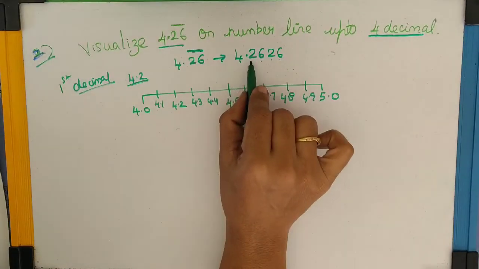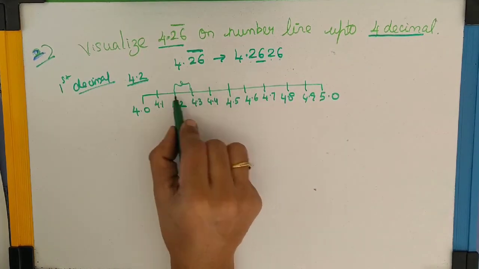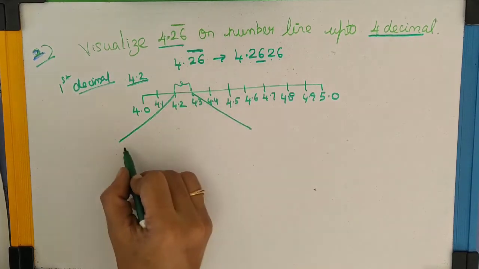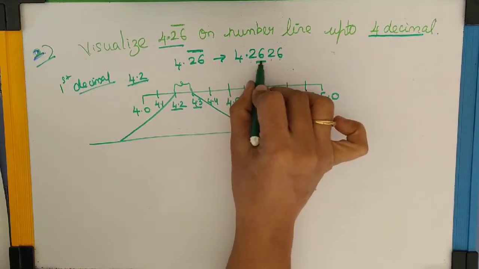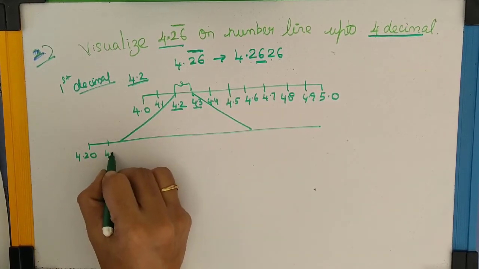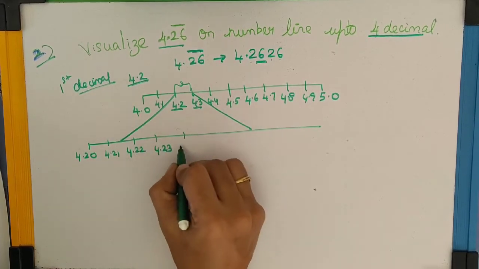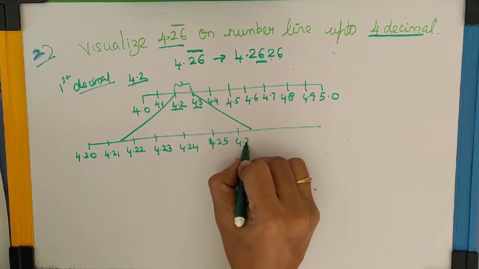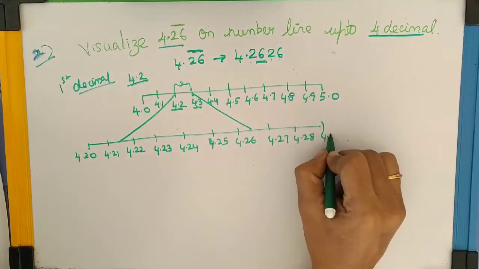Now where is 4.26? It is not exactly on 4.2, right? So it is somewhere between 4.2 and 4.3. Now we are magnifying 4.2 and 4.3. So we are taking the second decimal. How should it be? 4.20, 4.21, 4.22, 4.23, 4.24, 4.25, 4.26, 4.27, 4.28, 4.29 and 4.3.